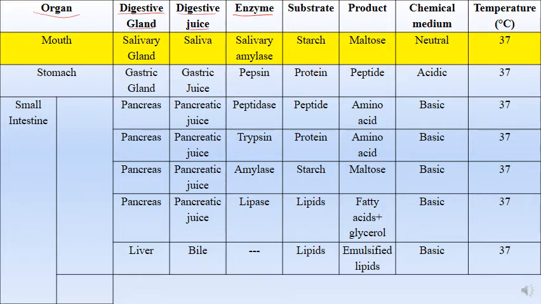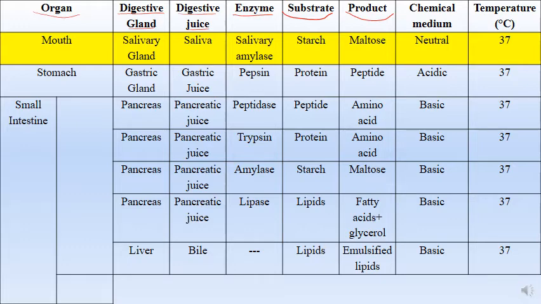What is the meaning of substrate? For example, this enzyme works on which type of food? This type of food is called the substrate. If it works on protein, protein is the substrate; on lipids, lipids are the substrate; on starch, starch is the substrate. The product is the end result of the digestion. Then the chemical medium, whether acidic, basic, or neutral. And the temperature is always 37 degrees Celsius.